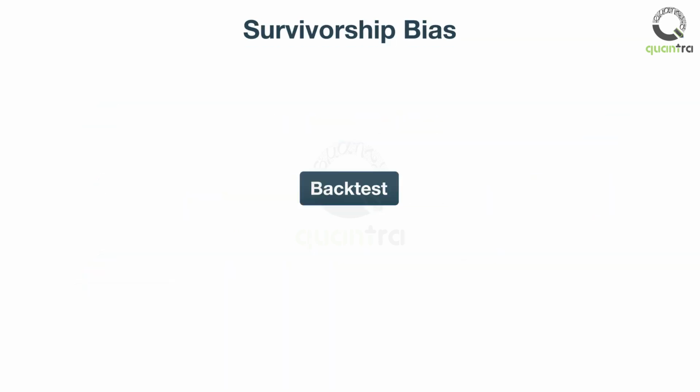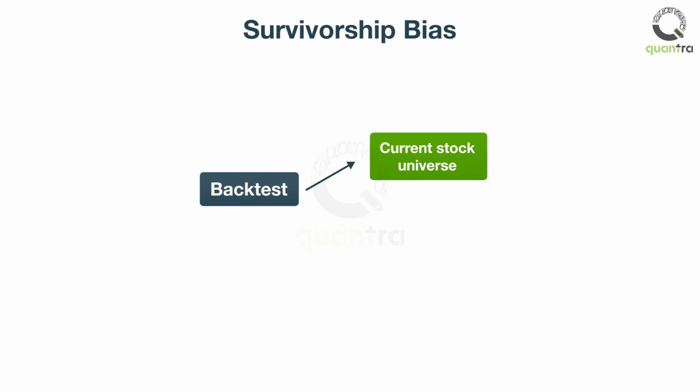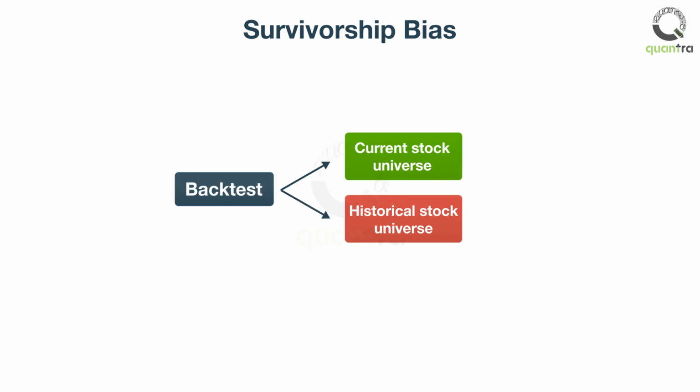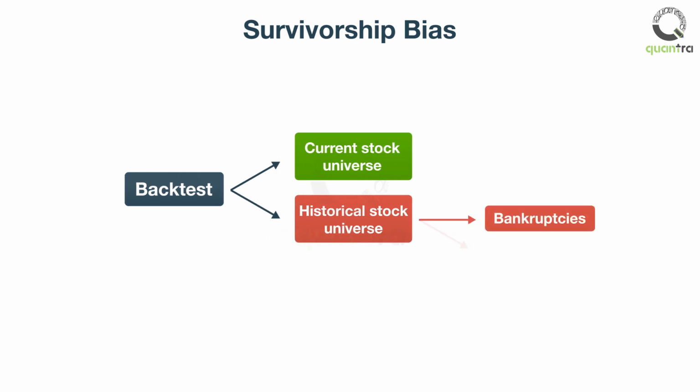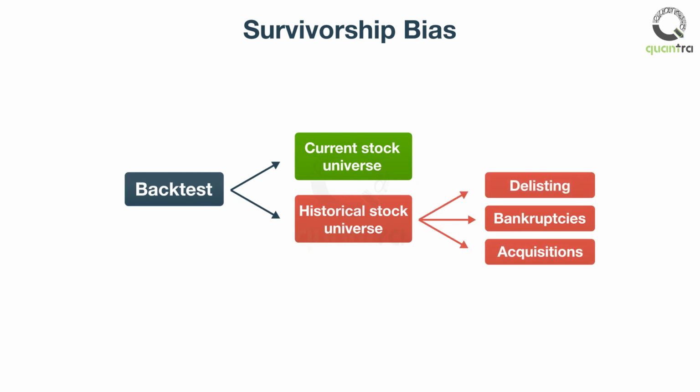During backtesting the strategy, we often tend to backtest on the current stock universe, instead of the historical stock universe. That is, we use the stock universe that has survived until today to backtest, ignoring the stocks that no longer exist today, due to various reasons such as bankruptcies, acquisitions, and delisting. This is known as survivorship bias.